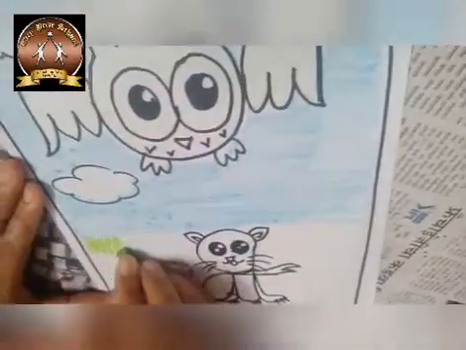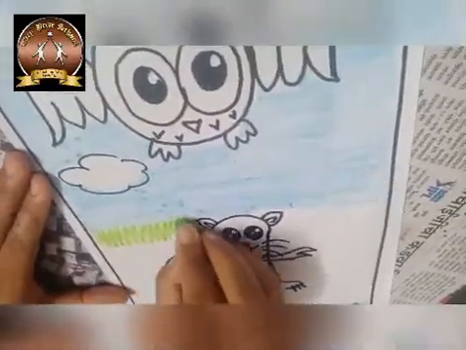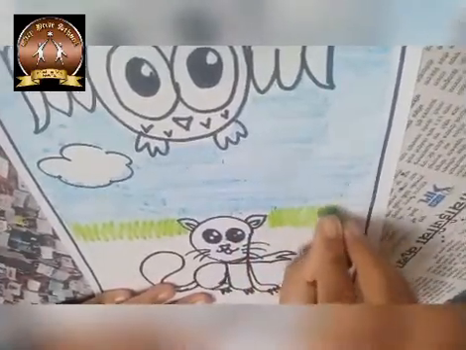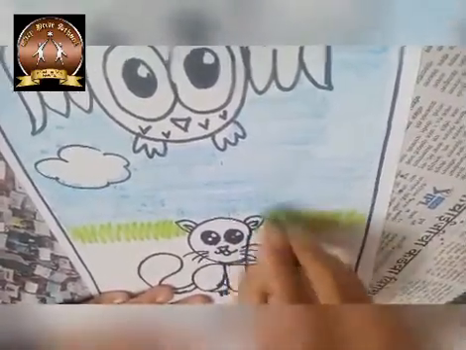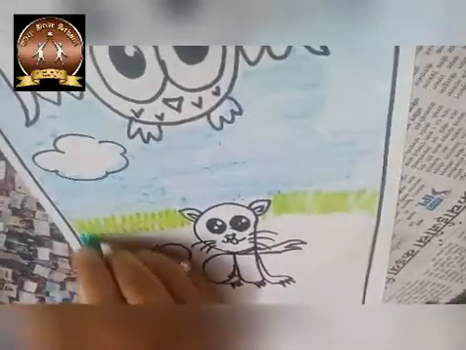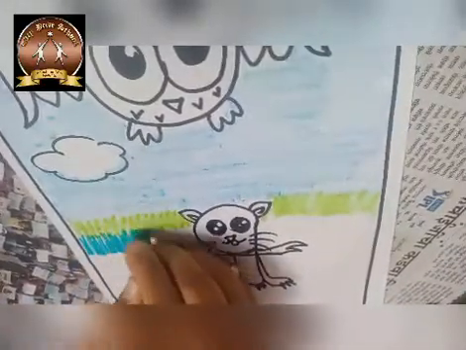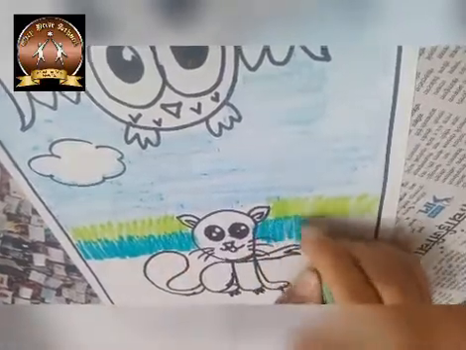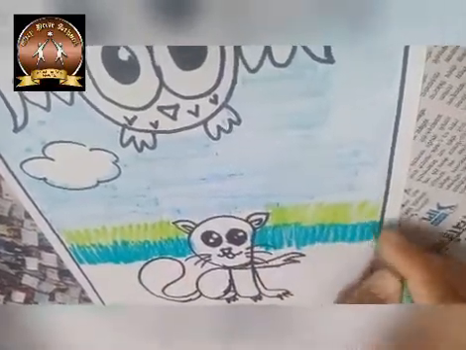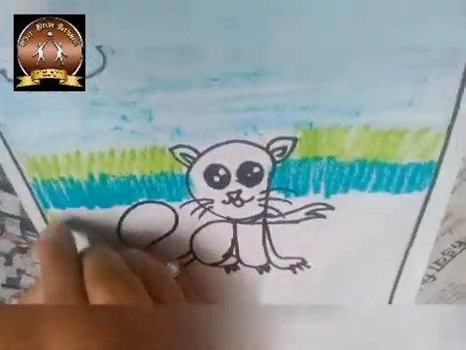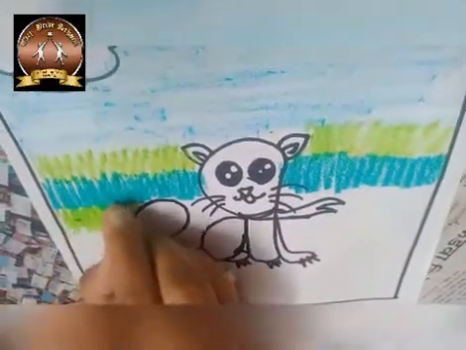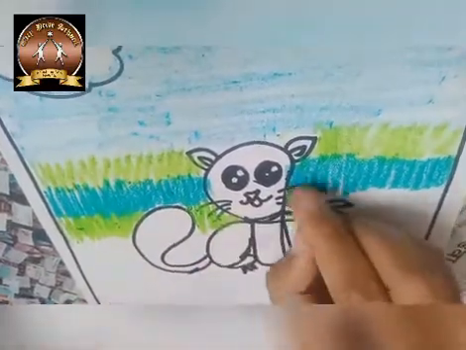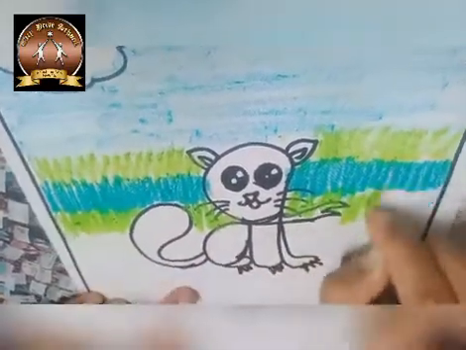If you want to give the effect of the grass, you have to hold this oil pastel in a standing position and you have to give it like this. One color light and one color dark. In this way, you have to give the texture of the grass. See the position of the oil pastel, how I am holding it. It will give a nice effect of the grass.